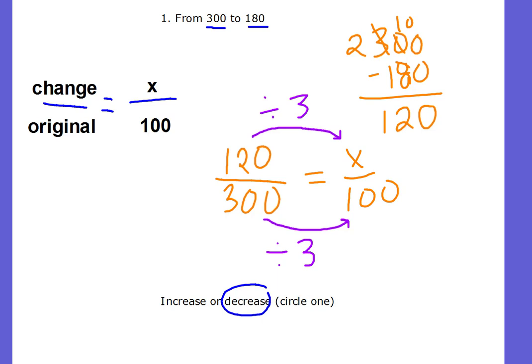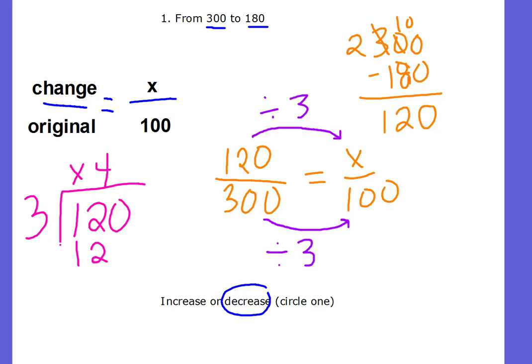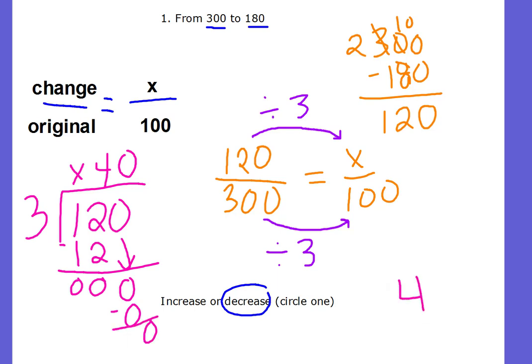So let's go ahead and do that last piece. I'm going to do 120 divided by 3. What will that equal? 12 can be divided by 3 4 times. And if I bring down this 0, I still have to divide by it. So 0 divided by 3 should give me 0. So that means that my decrease was 40%. That would be our final answer.